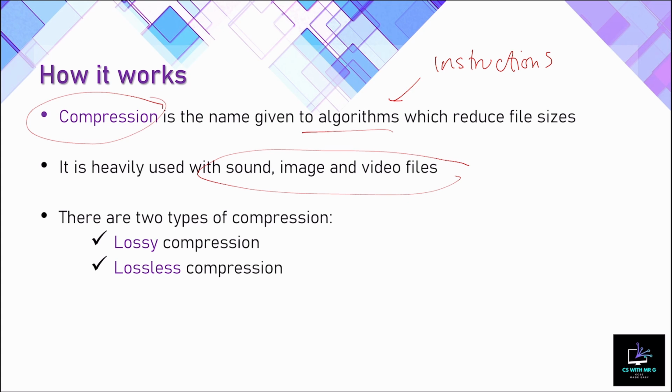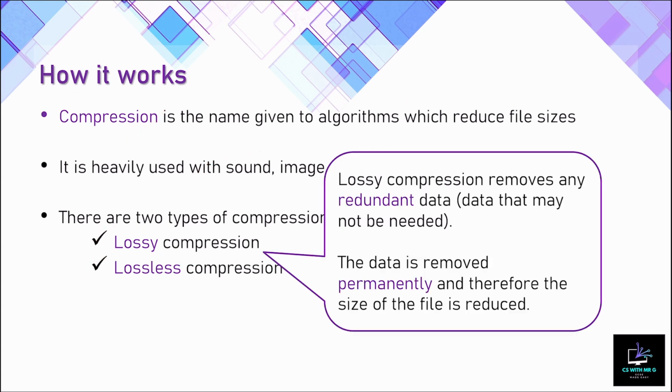So being able to compress them without losing too much quality is a good thing. But before we move on, the two compression techniques that we need to understand are lossy and lossless. Okay, they're quite different in the way that they work. The first one, lossy, will remove data that might not be needed. Okay, I say may not be needed, and I'll come to that in a minute. What's more important about lossy compression is that the data is removed permanently. Once you compress a file using lossy compression, you cannot get it back.